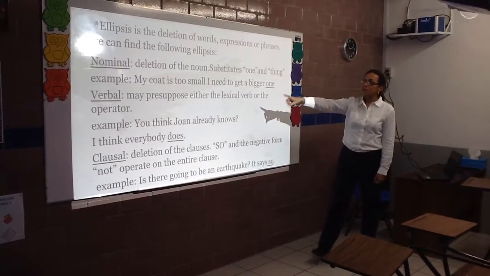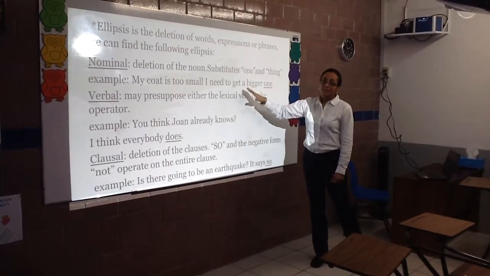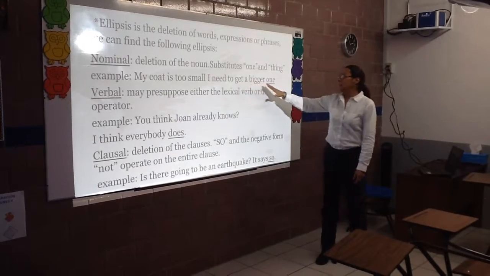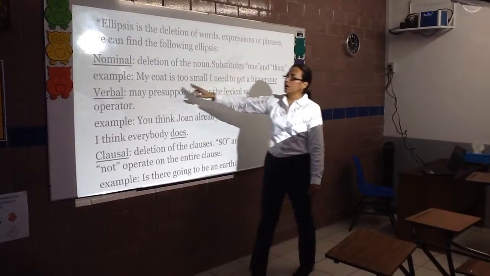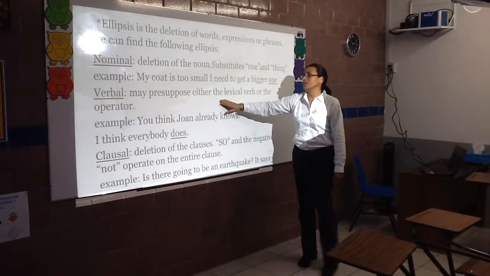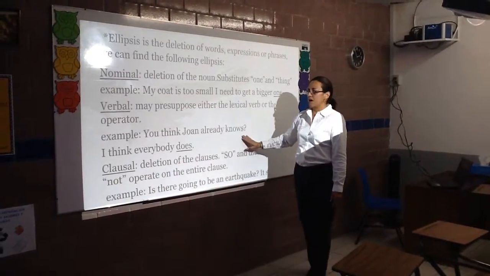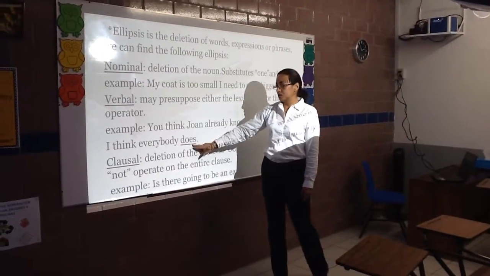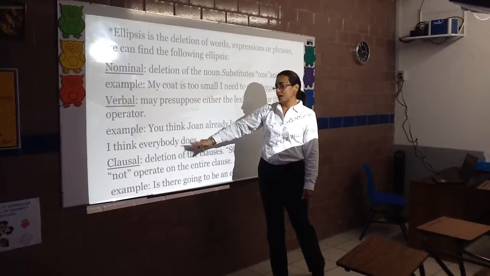And I have an example. My coat is too small, I need to get a bigger one. In this nominal ellipsis, one refers to the coat. And the verbal ellipsis may presuppose either the lexical verb or the operator. In this example, we have: You think Joanne already knows? I think everybody does, which refers to the verb. That's what is called verbal ellipsis.